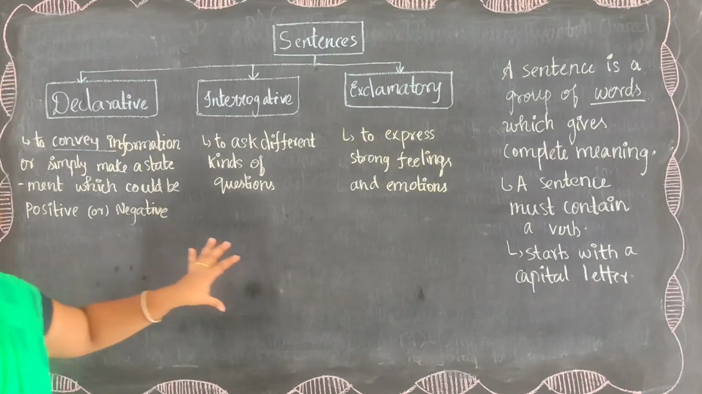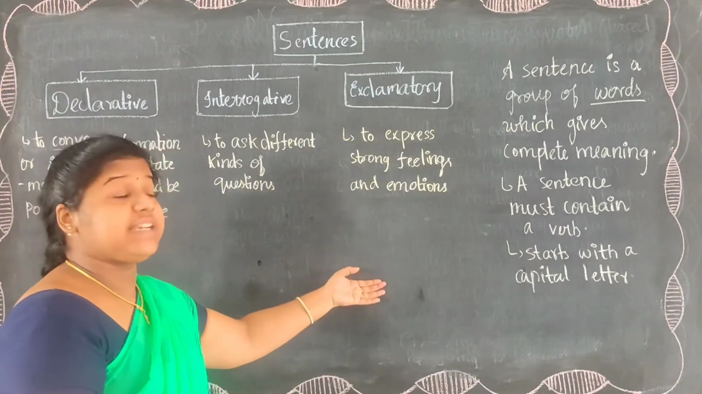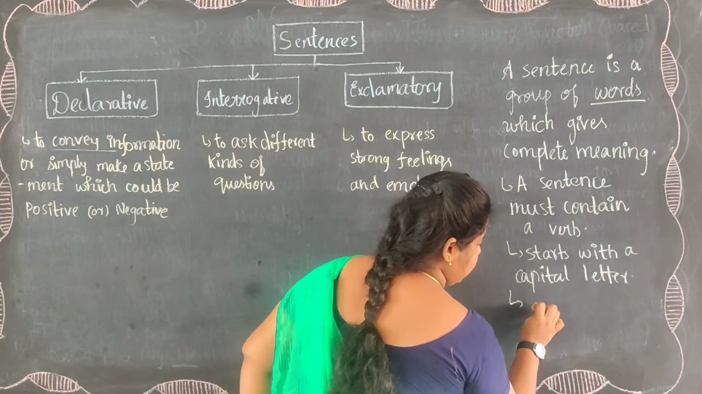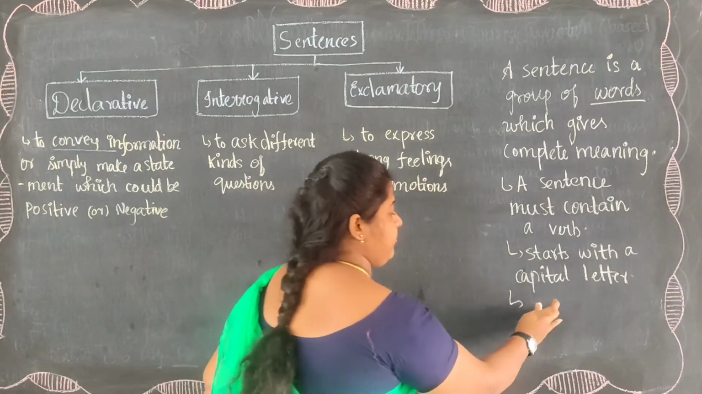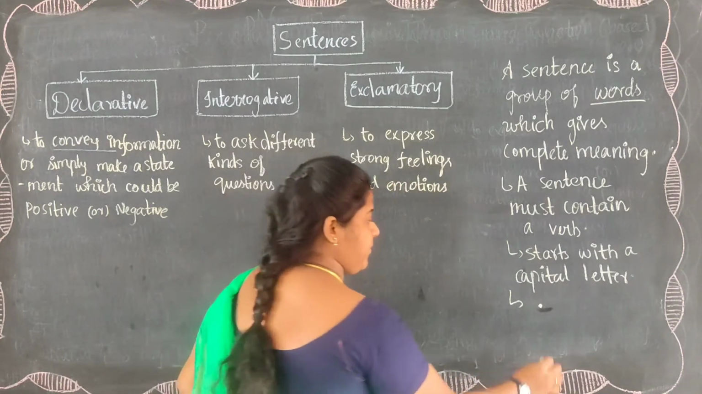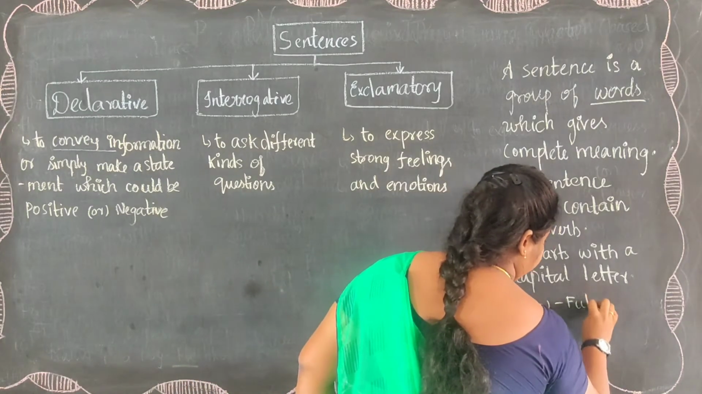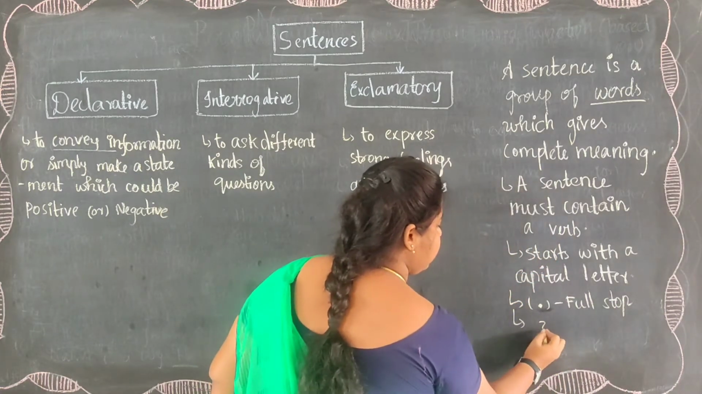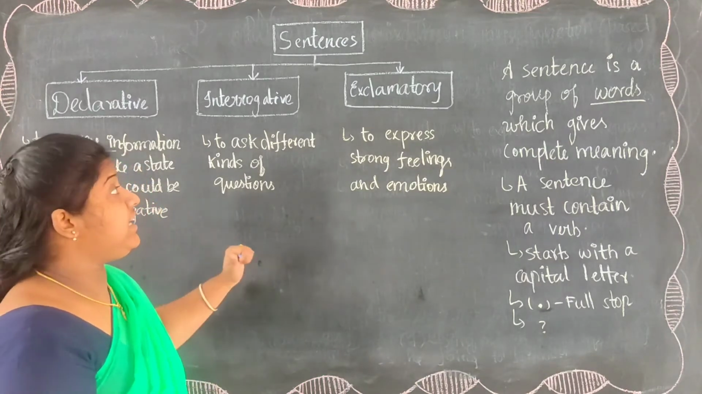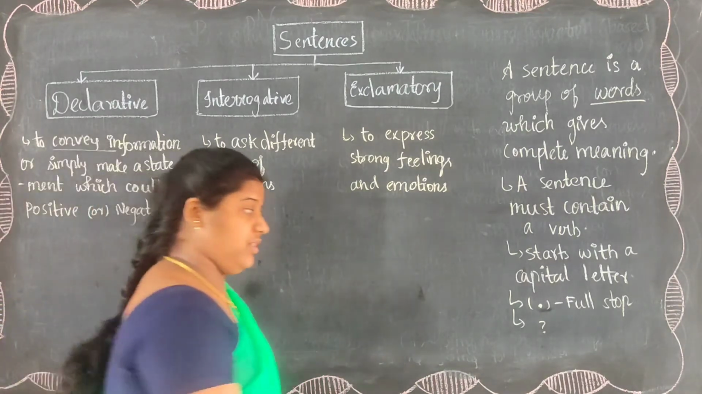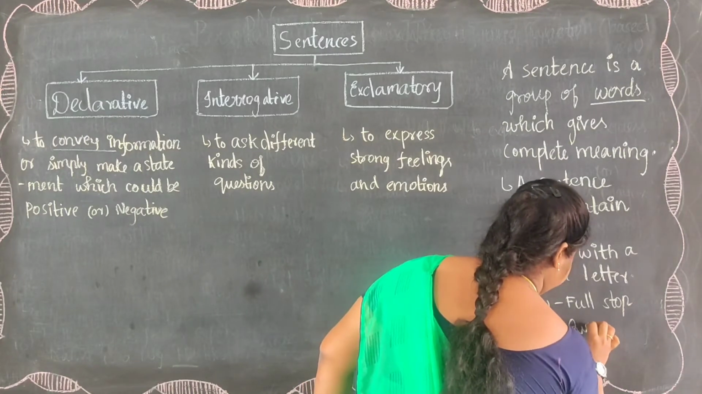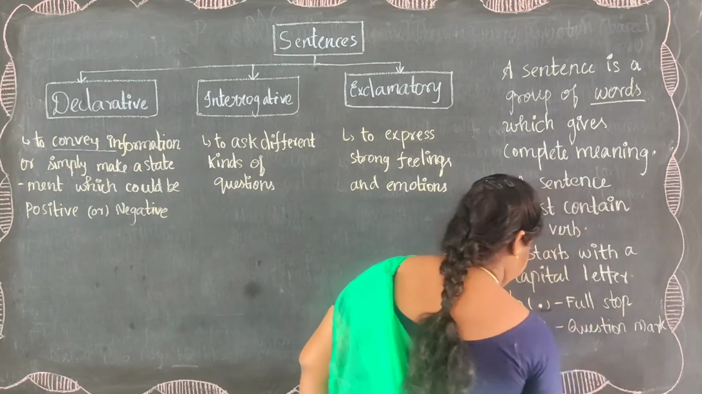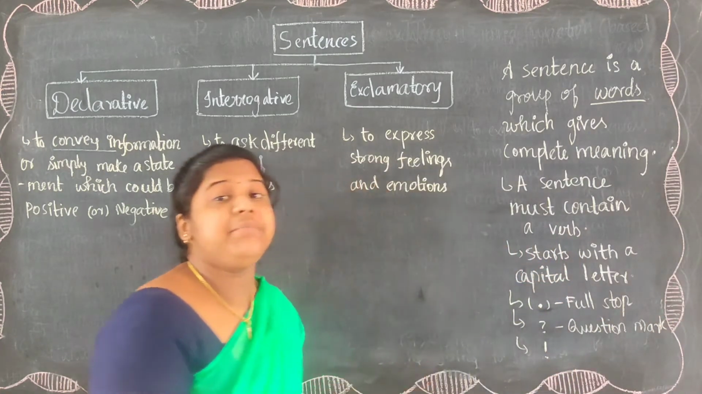If it is an interrogative sentence, it ends with a question mark, or if it is an exclamatory sentence, it ends with an exclamatory mark. Okay, see here, what is this mark? Yes, this is a full stop. What is this mark? Yes, this is a question mark. Every interrogative sentence ends with a question mark. And what is this? This is an exclamatory mark.